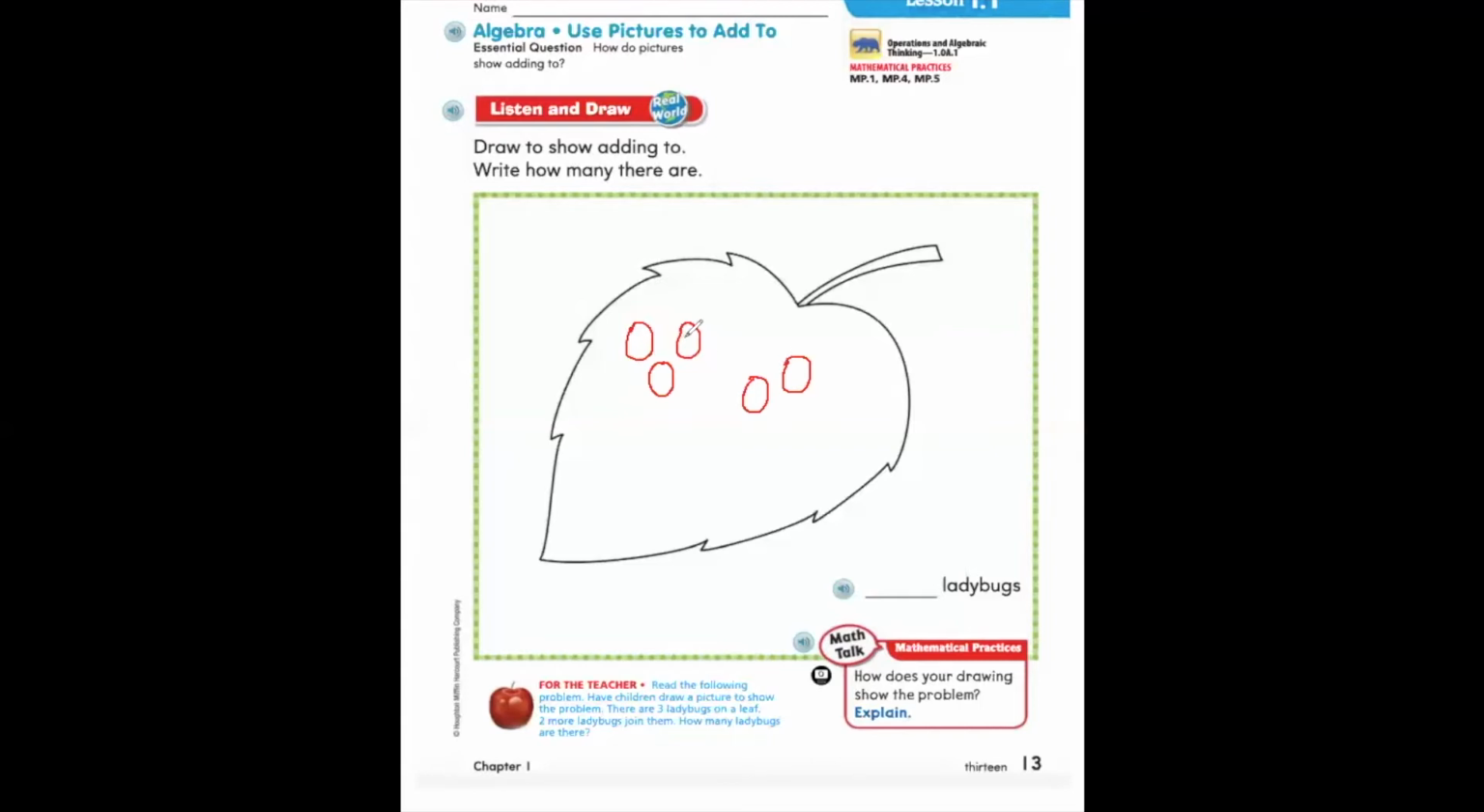Let's go ahead and count to see how many ladybugs there are. It's helpful if we use a pencil to mark which ones we've counted. Let's count together. 1, 2, 3, 4, 5. Our sum is 5 ladybugs. So let's say this sentence together. There are 5 ladybugs on the leaf.